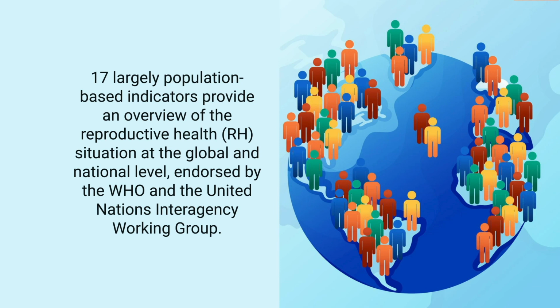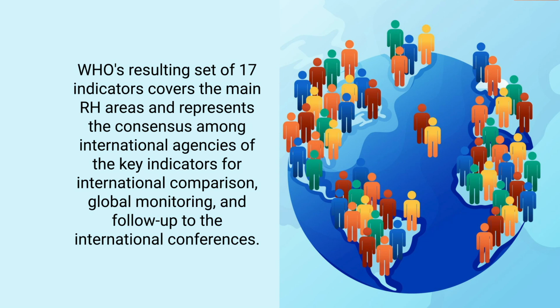Seventeen largely population-based indicators provide an overview of the reproductive health situation at the global and the national level, endorsed by WHO and the United Nations. The resulting set of 17 indicators covered the main reproductive health areas and represent the consensus among international agencies and the key indicators for international comparison, global monitoring and follow-up to the International Cairo Conference. You can see these 17 population-based indicators were globally accepted without any change by all the countries, which in the long run actually has an advantage for international comparison and global monitoring.